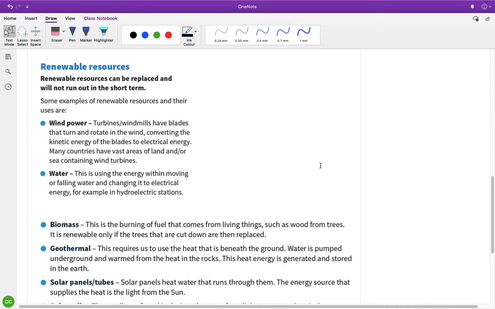And biomass. This is burning fuel like fossil fuels, except for the fuel that they're burning. We discussed that fossil fuels were dead animals and plants that have been compressed, whereas biomass is when you burn fuel from living things, like burning wood from trees.